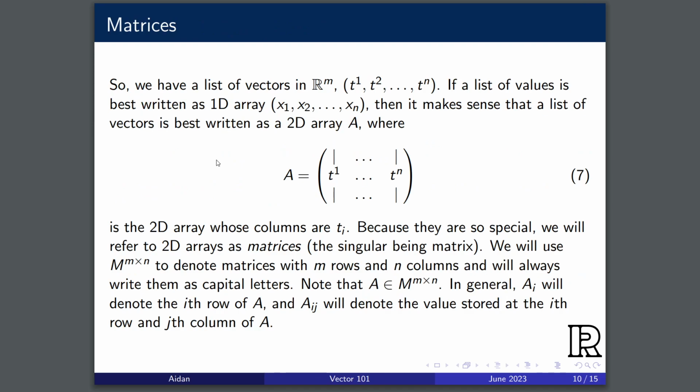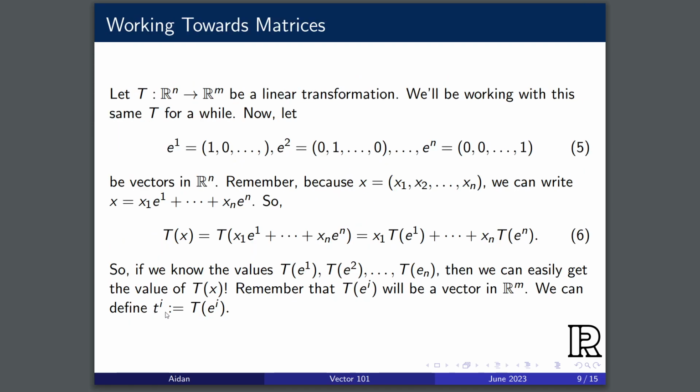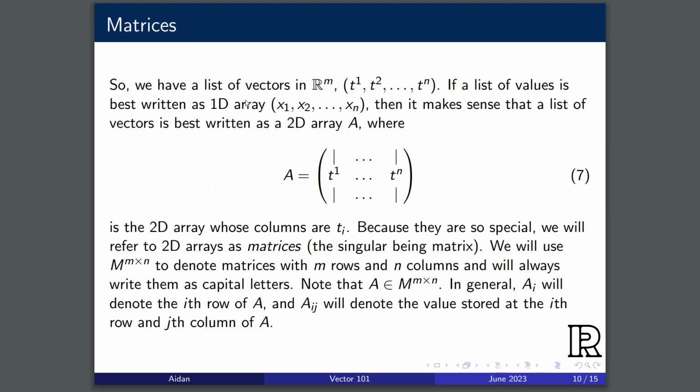So we went through and defined what these T_i are. And so we have a list now. We have a list of vectors. Ooh, that's kind of interesting, right? And all these vectors are in R^m. So each of these vectors in here has m entries. And so we have a list that's n long of vectors, and every vector is m long.